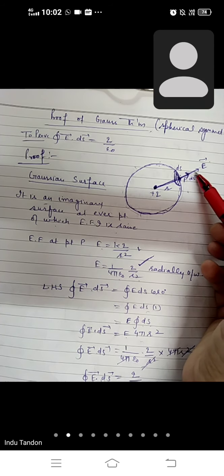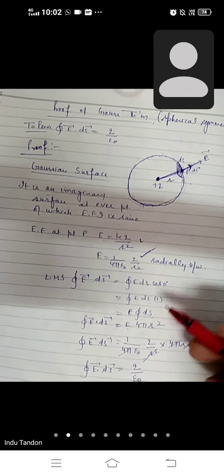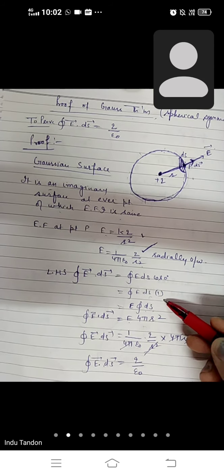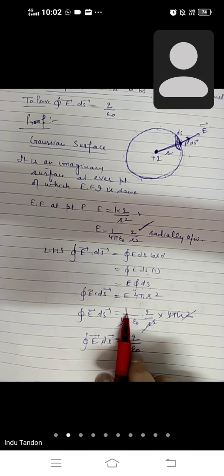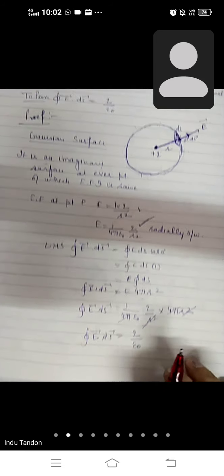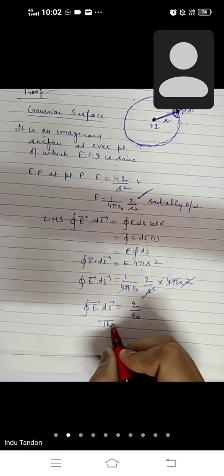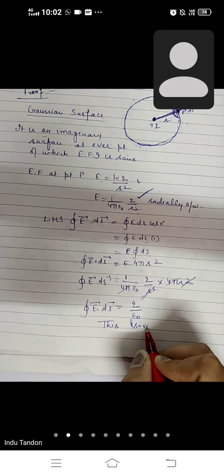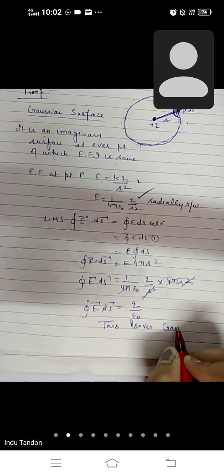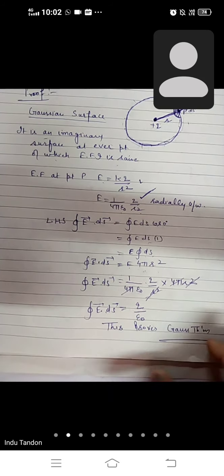Okay. The angle between E and ds is 0, so it is E ds cos 0. Cos 0 is 1. What is the surface area? It is 4 pi r square. Put in the values and it equals Q by epsilon naught. This proves Gauss theorem.